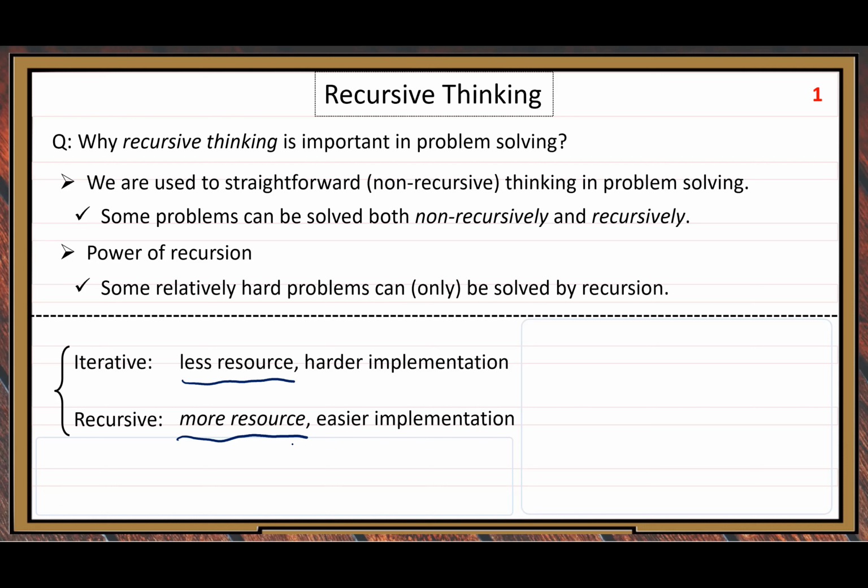In the old days, memory was not that big. So if you still supported recursion, then you could run out of memory quickly, right? So that may not be good. You run out of memory resource quickly. Here, let me explain why it uses more memory resource.